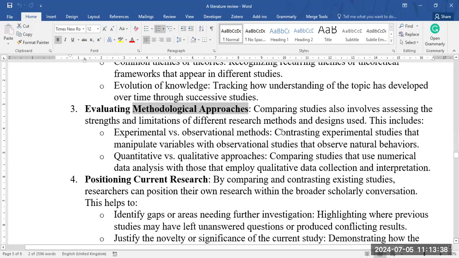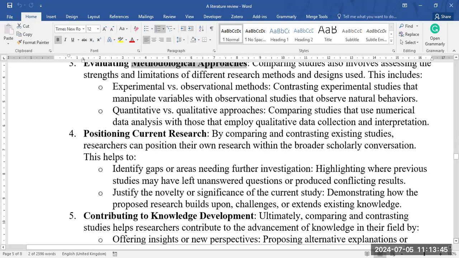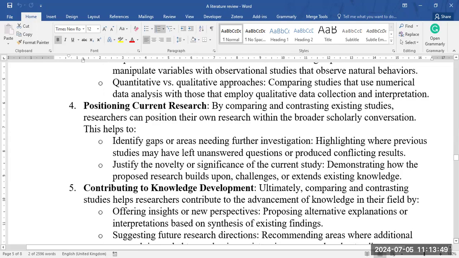Another one: positioning the current research. Positioning current research means comparing and contrasting existing studies, right? By comparing and contrasting existing studies, researchers can position their own research within a broader scholarly conversation, right?